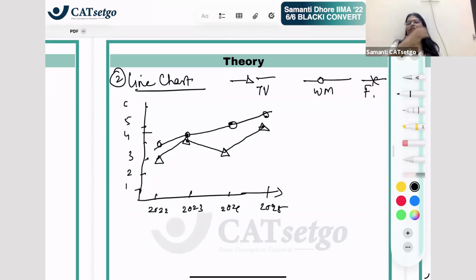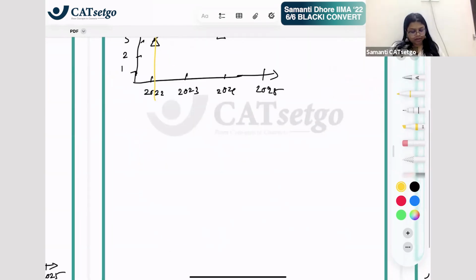And that is how I'll be able to draw for fridge also, multiple lines representing the data points. I'll read this data point accordingly on the X, Y axis, yes. So this is what a line chart is. Okay. Then similarly we have pie chart also.